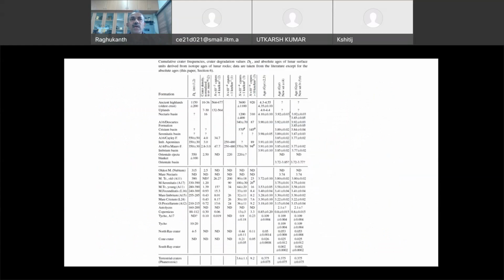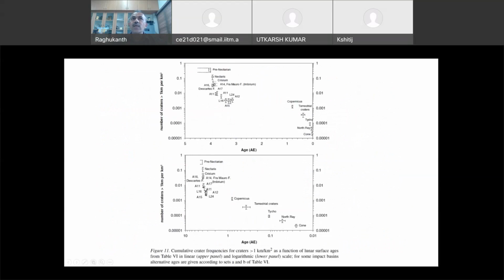Based on these data sets, if you plot, the graph also looks like this. You can see Pre-Nectarian, Nectarian, Imbrium. So these are all the basins. And then you find N(1) of 1 and plot it with the Apollo data. So that's the graph I showed you, right? Which is linear and then exponential kind of thing. So they have fitted this type of graph itself. This is how the geological ages have been found out. The recent ones are Tycho crater, North Ray crater, Cone crater. So these are the recent craters which have been formed on the moon itself.